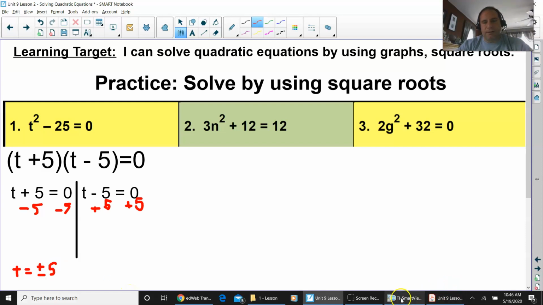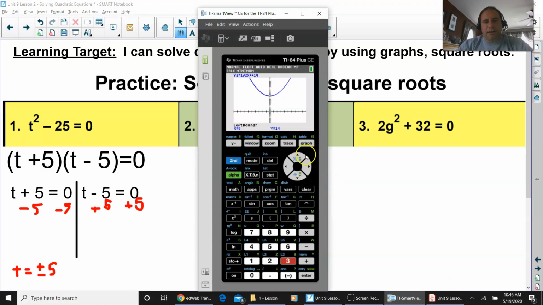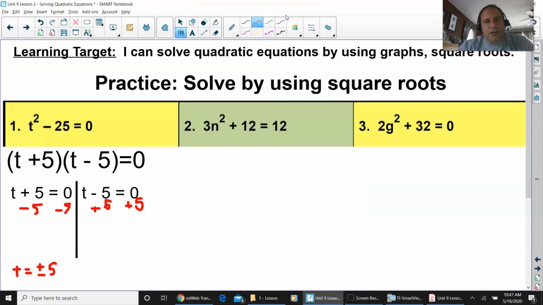If you did bring up the calculator to graph it, I'm just going to graph the original, t squared, which is x squared, minus 25. And if you graphed it, this is negative 5, and this is positive 5. And that's it. Just checking it out.